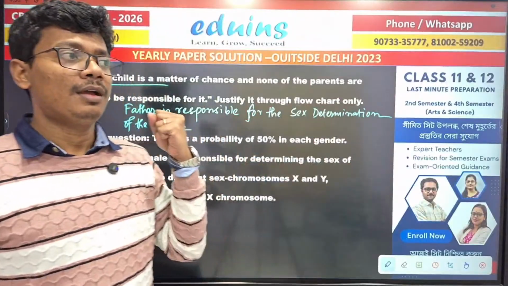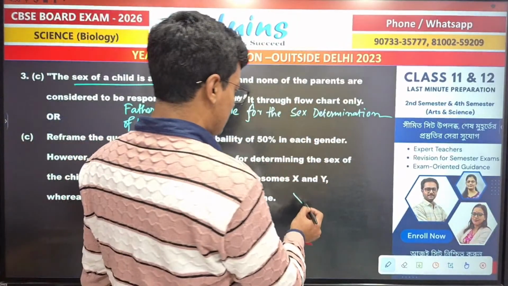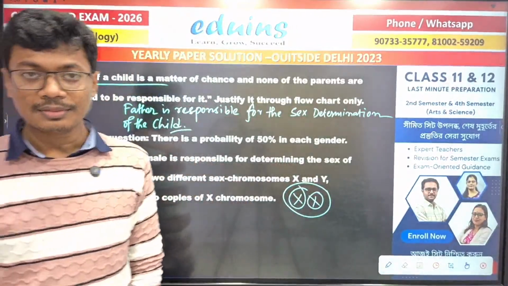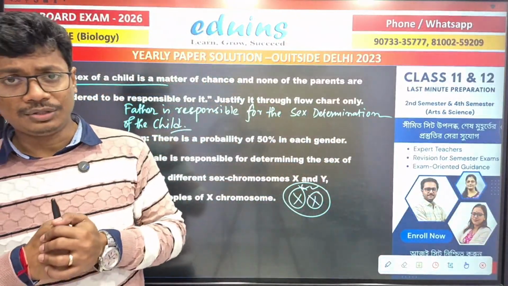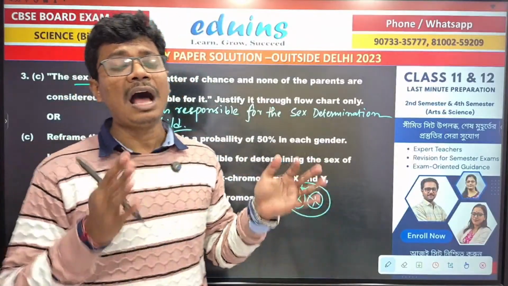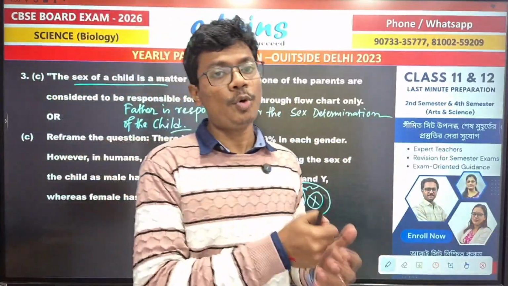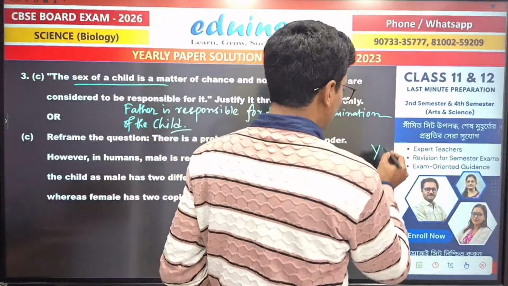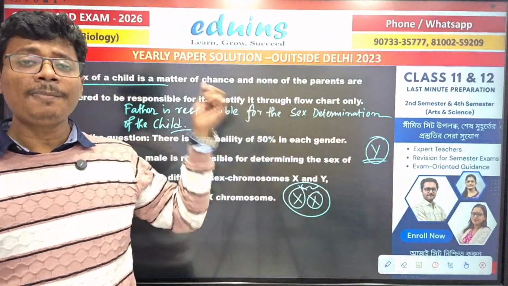Homogametic means they have the same type of chromosome, they have two same type of chromosome, that is X and X. In case of meiosis, when the gametes are produced, both gametes contain the same type of chromosome, that is X, so the females are not responsible for the sex determination in case of human, because the Y chromosome actually determines the sex of the offspring.